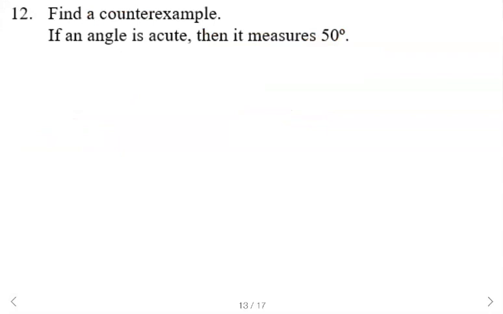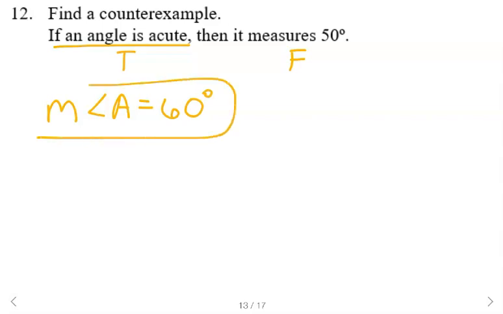Find a counterexample. Something that makes the first part true and the second part false. If an angle is acute, then it measures 50 degrees. Well, let's suppose we have the measure of angle A is 60 degrees. Is that acute? Yes, it's acute. Does it measure 50? No. So that's a good counterexample.